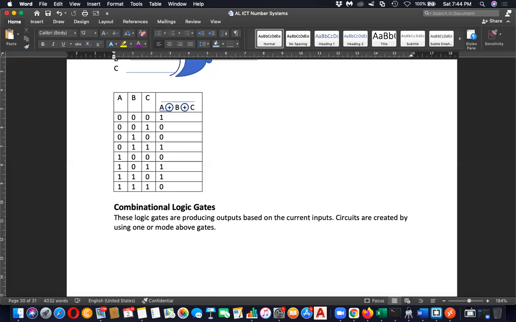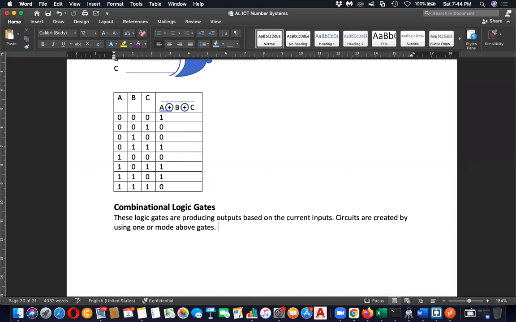But there is another thing we will learn ahead: sequential logic circuits. They work not only on what is given now, they also remember what was given before. So sequential logic circuits have memories. They can remember the previous input, compare this input with the previous input, and only then produce the output. It has a memory component. That's the difference between a combinational logic circuit and a sequential logic circuit.